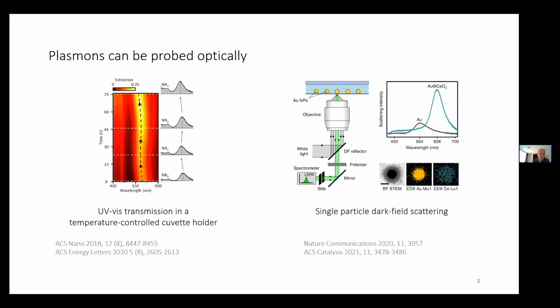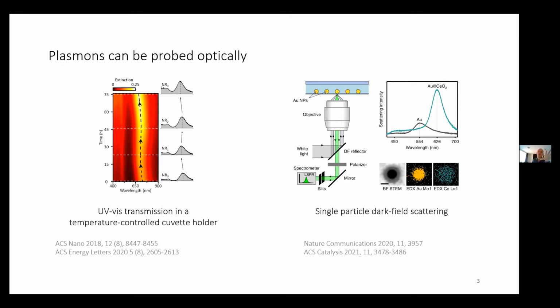And this we have also used, for example, to grow semiconducting shells around individual particles, or also to track the restructuring of individual catalysts during a catalytic process. But these are all experiments done by my colleagues, and my project is slightly different.